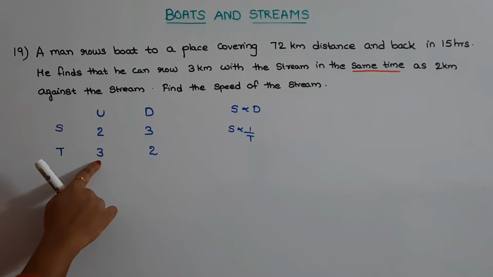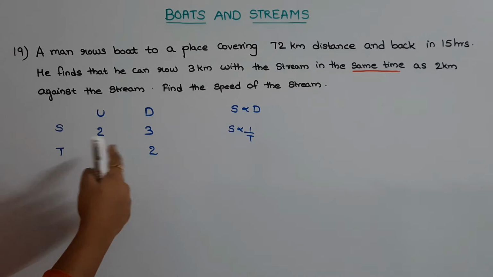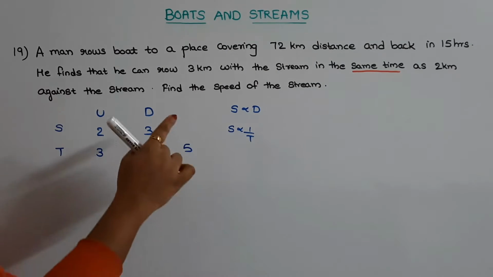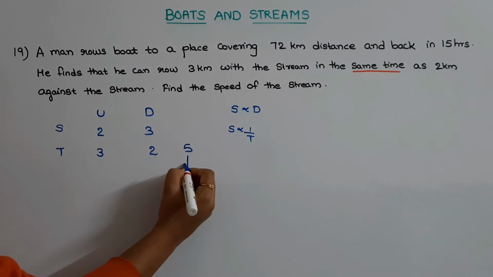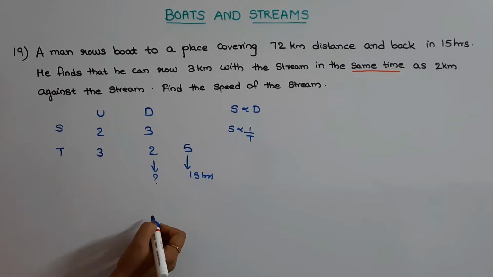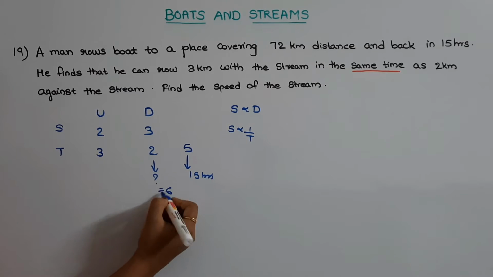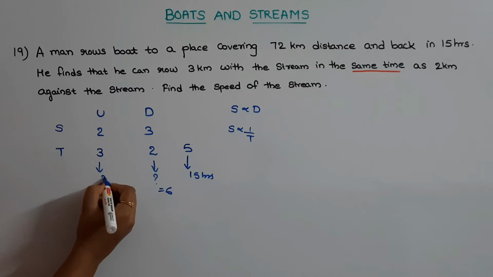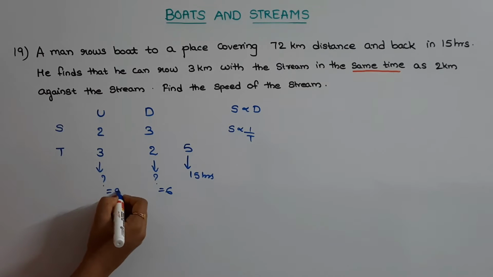If upstream time is 3 and downstream time is 2, then what will be the total of this ratio? That will be 5. Now in the question, the total time is given as 15 hours. Means if this 5 can be written as 15 hours, then how can we write this 2? That will be 15 into 2 by 5, which is equal to 6. If 5 can be written as 15, how can we write 3? That will be 15 into 3 by 5, which is equal to 9.